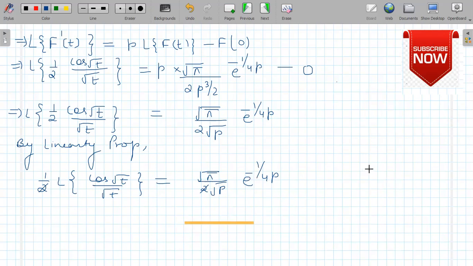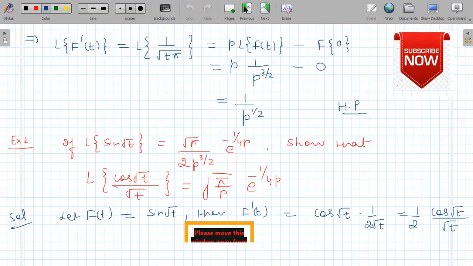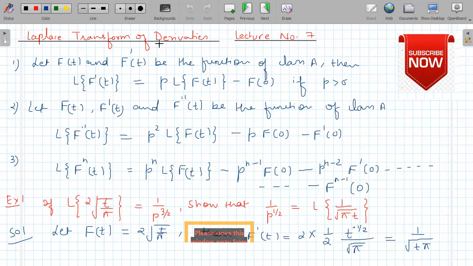So this proves that the Laplace transform of cos square root of t over square root of t is this. So you can understand the significance of this property of Laplace transform, which gives you the Laplace transform of derivative of the given function. So if you are given the Laplace transform of some function and you are asked the Laplace transform of some other function, then you can check whether this function is the derivative of this function or not. Then you can apply this property directly.